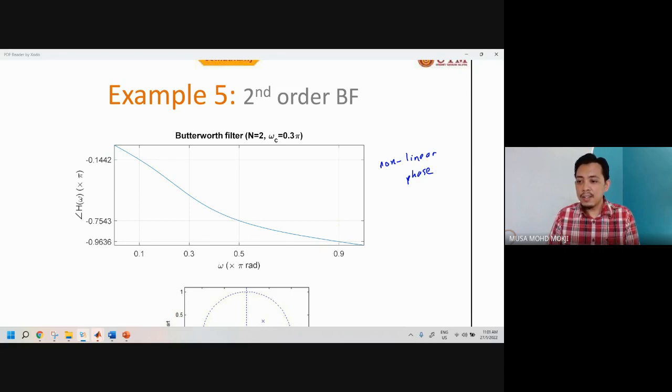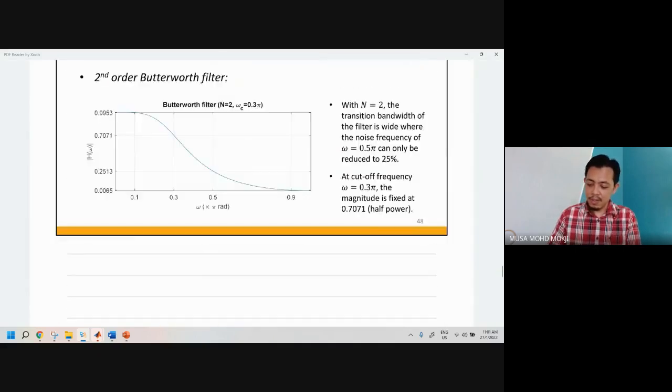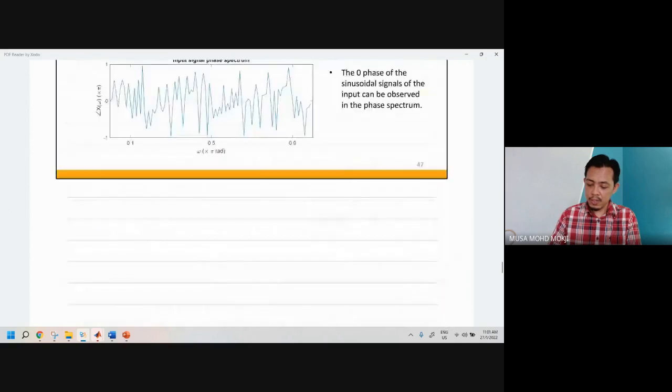All right, next, just a simple question. Does cascading 2 second order filters create a fourth order filter? Yes, true. Another good question because that one is very important.